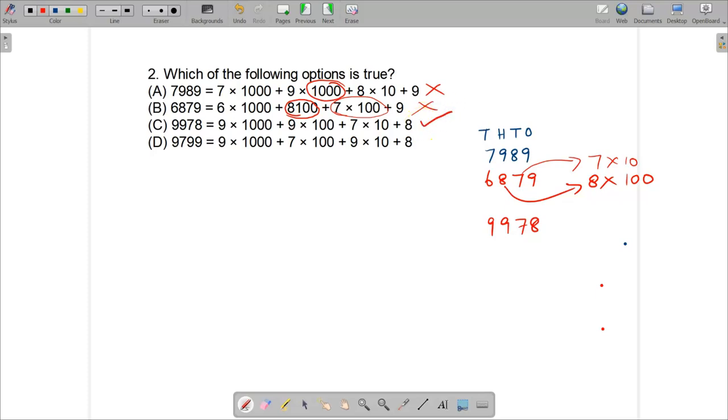Okay, so check whether the last option is correct or not. So 9 into 1000 here is correct. 7 into 100 is also correct. 9 into 10 is also correct. But for the last one, actually here it is 9, but here they mention it as 8. So this option is wrong. So the answer for the second question is option C.